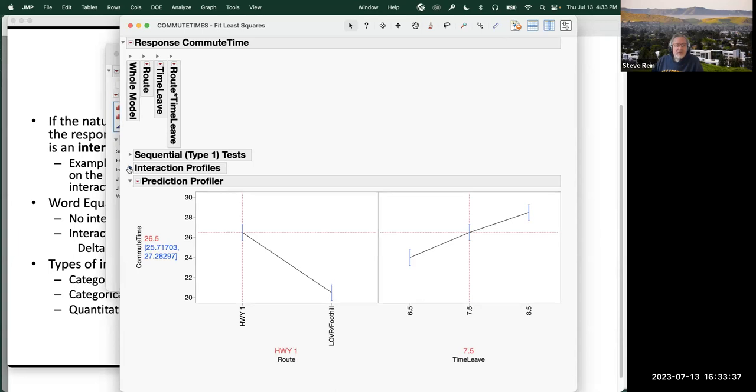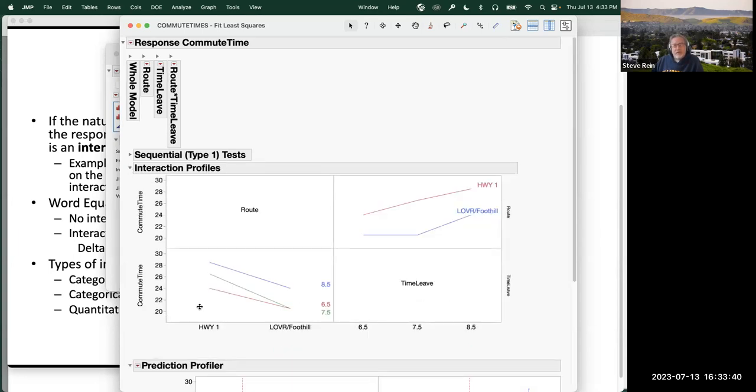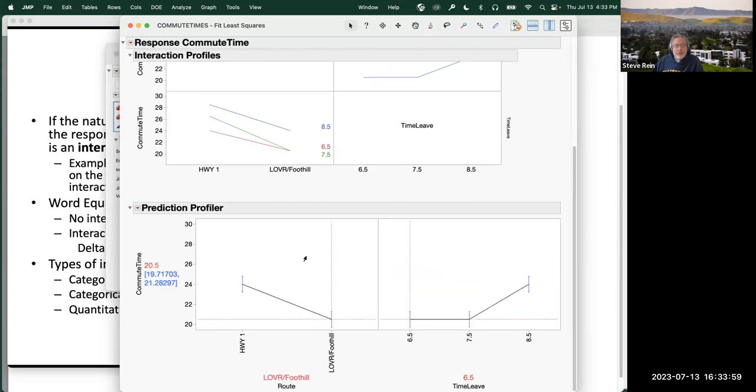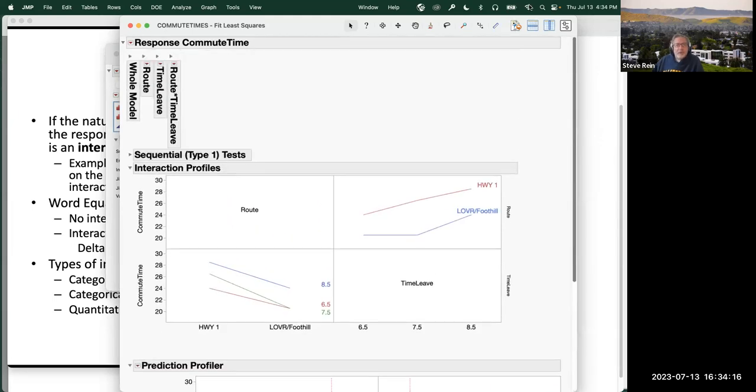I think I would say the interaction plot, we could say we think there is an interaction if we have a lack of parallelness here or a lack of parallelness here. Downstairs, if I go from 6:30 to 7:30 to 8:30, if the slope changes, we have a lack of parallel. Or if I go from Highway 1 to Los Angeles Valley Road and Foothill, if the nature of the curve across 6:30, 7:30, 8:30 changes in shape, and it seems to change its shape from concave to convex and back and forth, you'd say, again, an interaction.